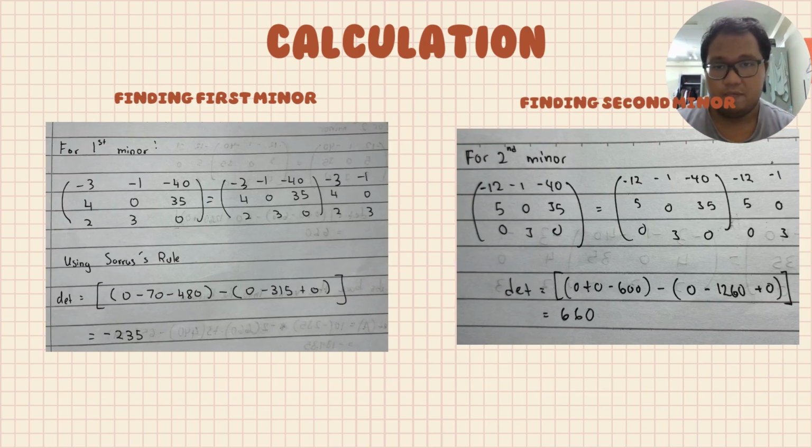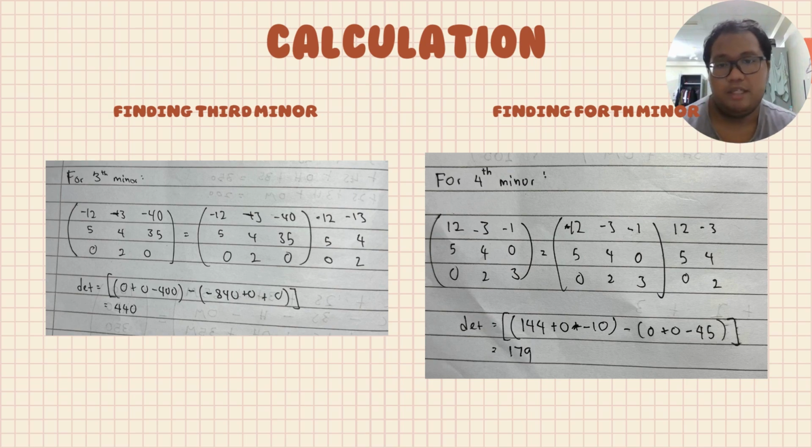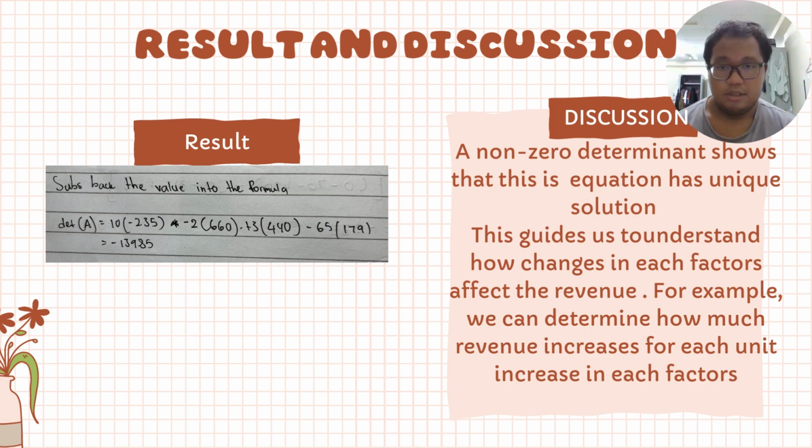So for the first minor, we got negative 235. For the second, we got 660. Alright, as for the third minor, we got 440. And the fourth, we got 179. Alright, so as for results, we substitute all the values into the equation, and the determinant we got is negative 13,985.